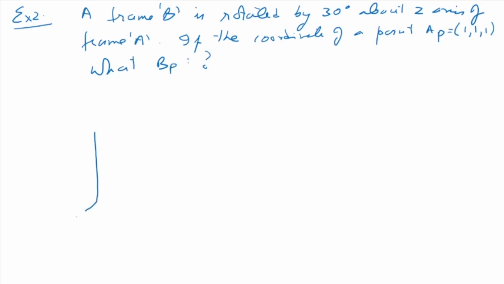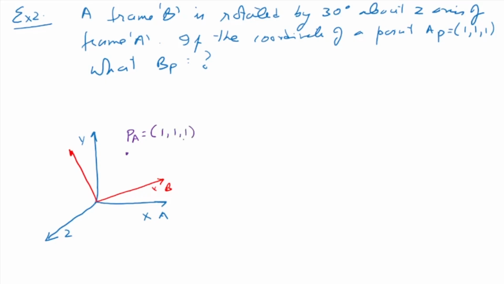So we have one frame which is frame A, and there is another frame B. So this is my z-axis, x-axis, y-axis, and there is another frame which is my frame B. So this is my frame B, this x-axis, that's y-axis here. Now there is a point here, the point P. But AP is given now as 1, 1, 1. The point P has been given as having coordinate 1, 1, 1. Can you find what is the coordinate of P with respect to frame B?